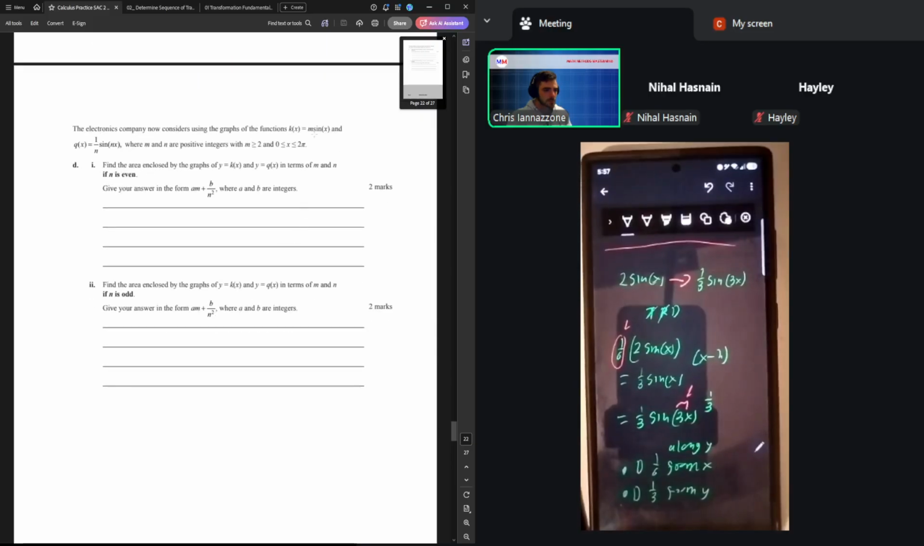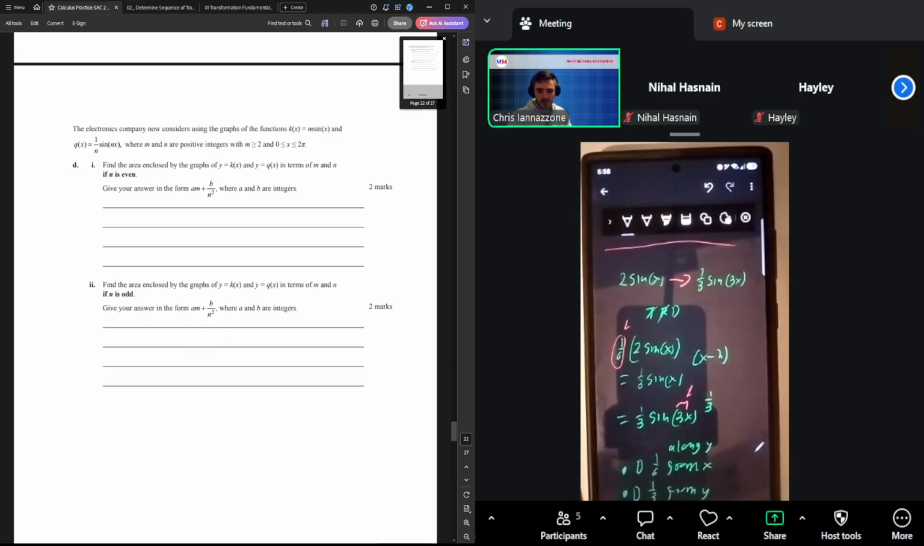Next up, we've essentially got some generic versions of the functions we were using. So instead of having like 2 sine x, we now have m sine x. And instead of having a third sine 3x, we now have the same thing but with n's in there. M and n, m is constrained actually, n is not. But our domain is still from 0 to 2 pi here. These are some funky little questions. Finding the area enclosed by the graphs if n is even versus if n is odd.